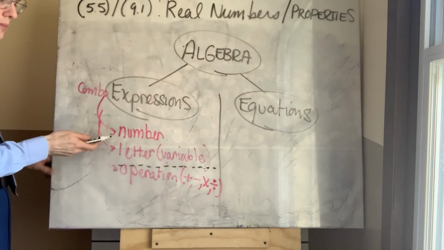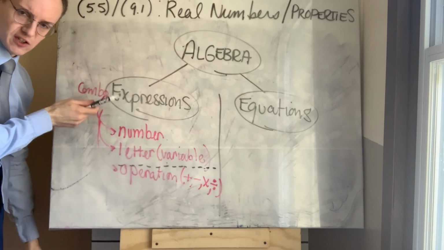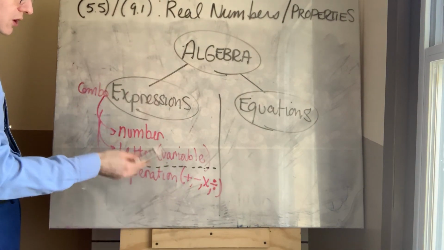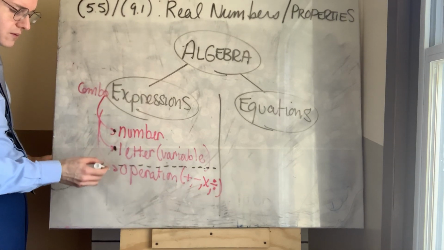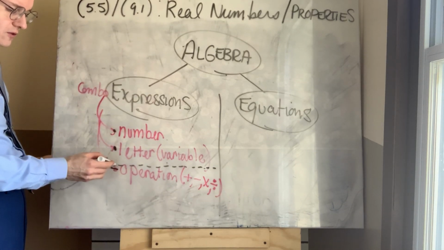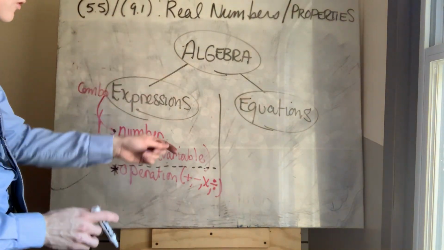You can have just a number and it would technically be an expression. You can have just a letter and it would technically be an expression, right? But it's usually a little bit more complicated than that. So as long as you meet these 2 criteria, you have an expression, right? What's an equation?